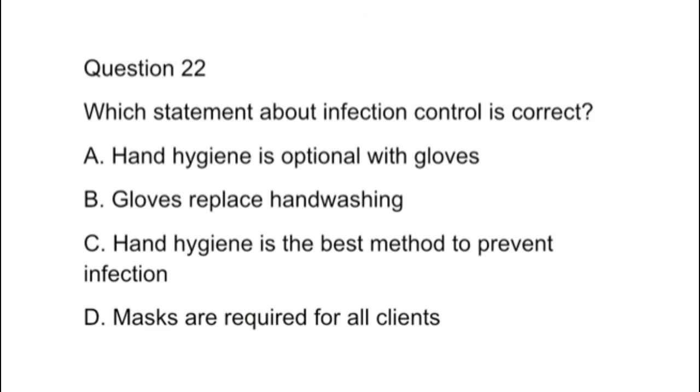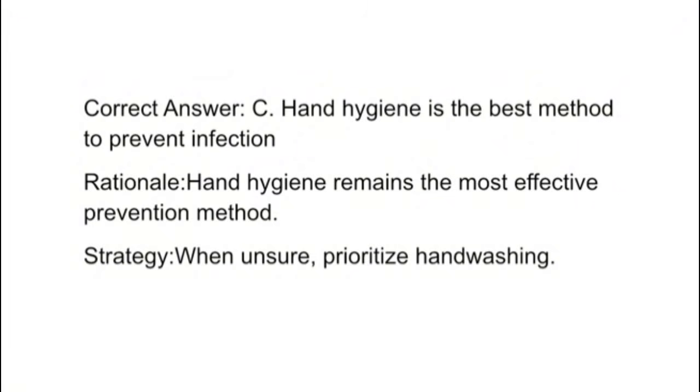Question 22. Which statement about infection control is correct? A. Hand hygiene is optional with gloves. B. Gloves replace hand washing. C. Hand hygiene is the best method to prevent infection. D. Masks are required for all clients. Correct answer, C. Hand hygiene is the best method to prevent infection. Rationale: Hand hygiene remains the most effective prevention method. Strategy: When unsure, prioritize hand washing.